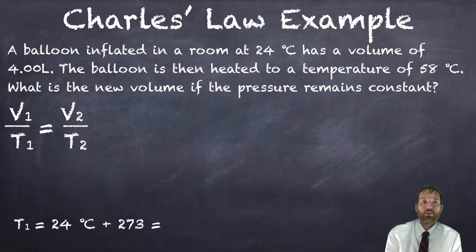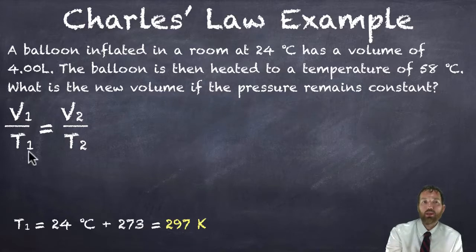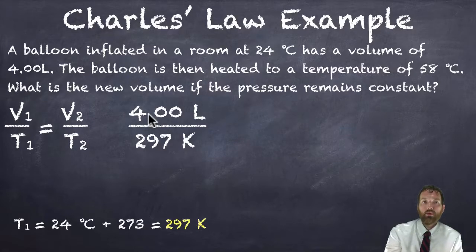So the first thing we need to do is find the T1. It says that the balloon is at 24 degrees Celsius initially. So we take 24 degrees Celsius and add 273, and that is 297 Kelvin. We'll plug that in for T1. And that balloon inflated at that temperature has a volume of 4.00 liters. So we'll plug that in for our V1.